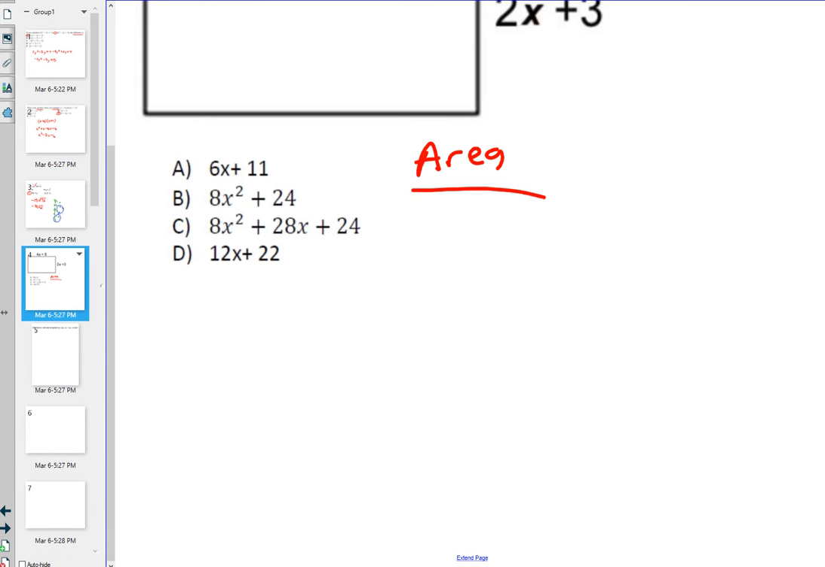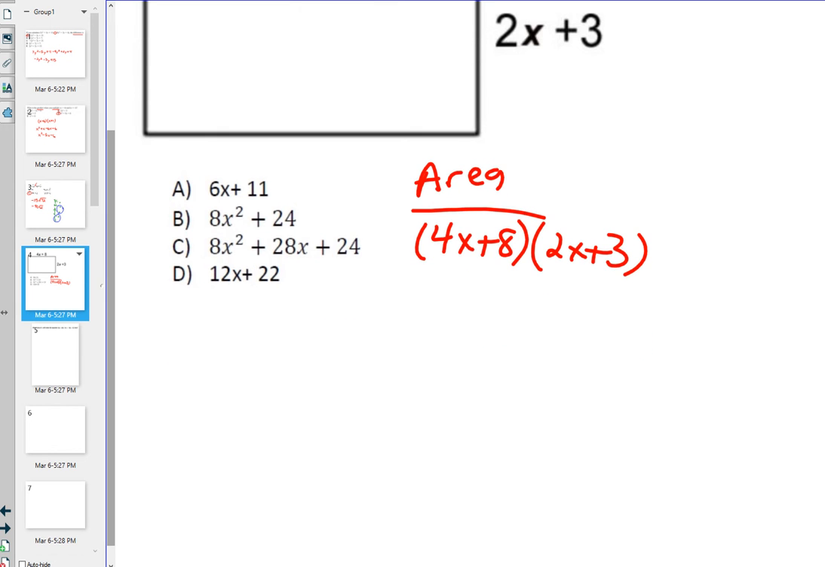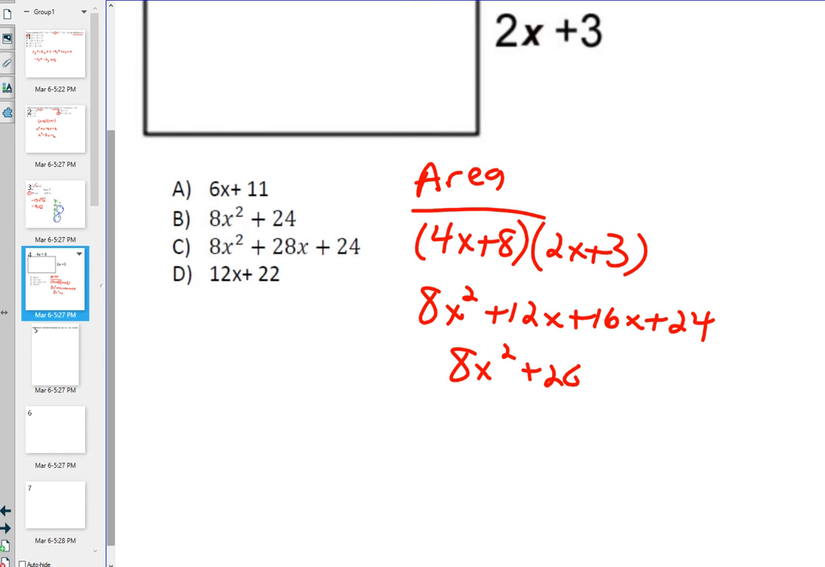How do you find the area of a rectangle? So yeah, length times width, which is just now multiplying. So that's 8x squared plus 12x plus 16x plus 24. 8x squared plus 28x plus 24. So which one was the area? Yeah, C. The area is C.